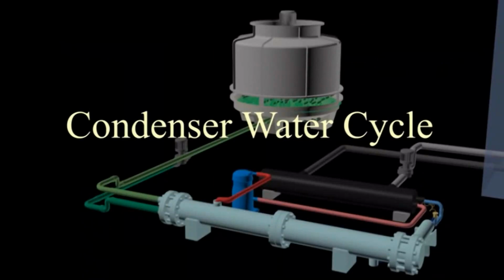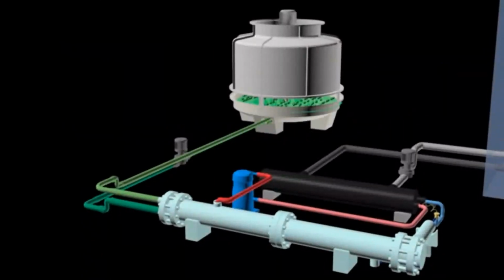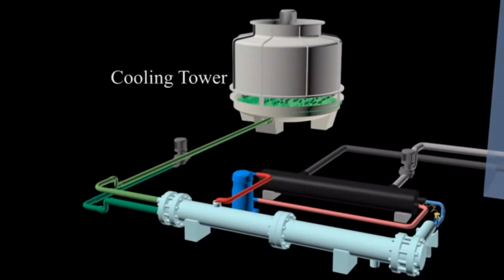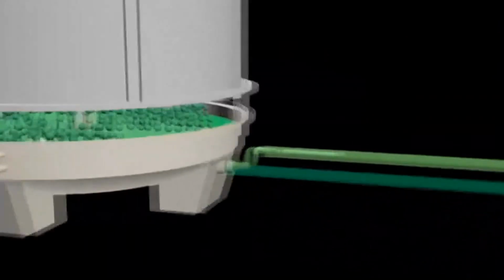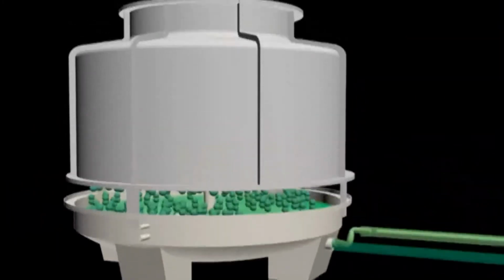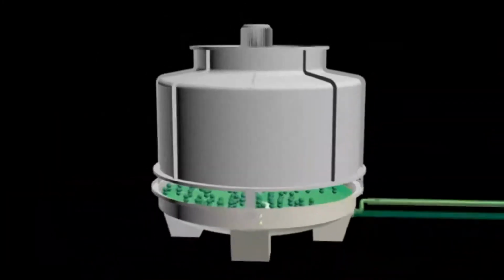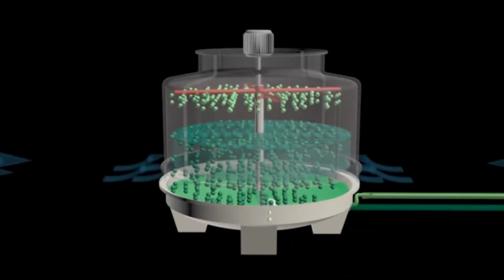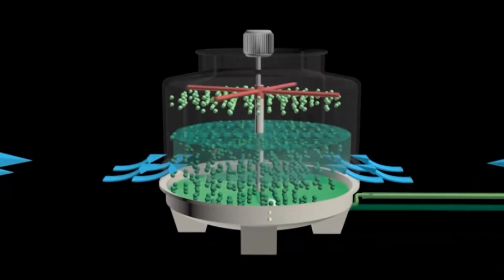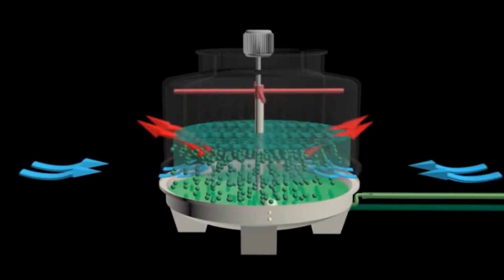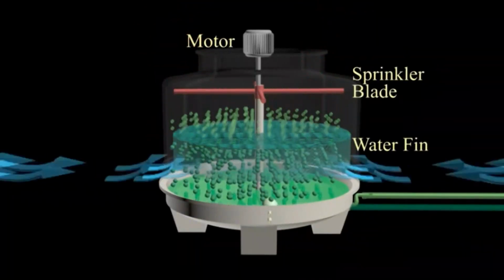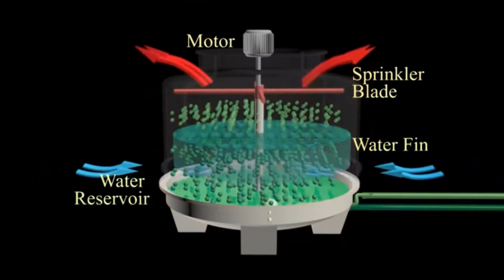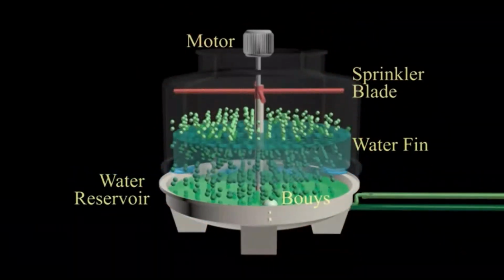Condenser water cycle. The condenser water cycle consists of two basic components which are the cooling tower and the water pump. Cooling tower. The cooling tower serves to cool down the temperature of condenser water that will be used to absorb heat in the refrigerant at the condenser. It consists of several components which are motor, sprinkler blade, water fin, water reservoir, buoys, and make-up water tank.